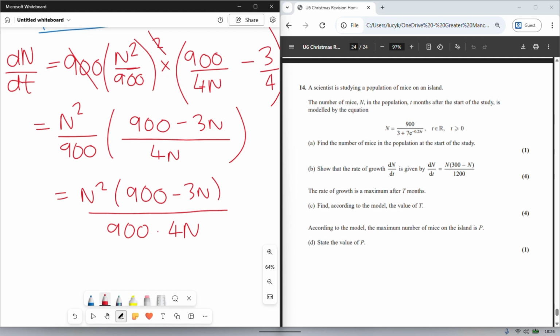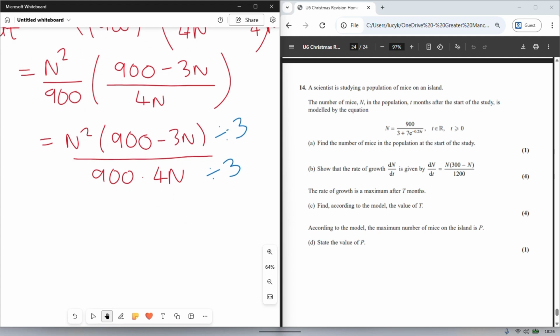And I could multiply through by that, but I can say I want a 300 on top and I want a single n. And I've got 903n. So what I think is, I could just divide everything through by 3. So I could divide the top and bottom there by 3, and I'm hoping that will give me numbers that are closer to what I want.